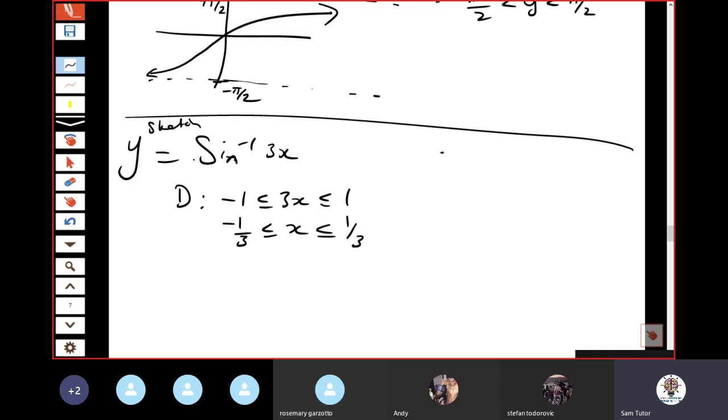And if I had to sketch this, you ready for it? Here it is. There's -1/3. There is 1/3. There's -pi on 2. There's pi on 2. It's exactly the same graph, right? It's just your domain's changed. Exactly the same as your normal inverse sine.